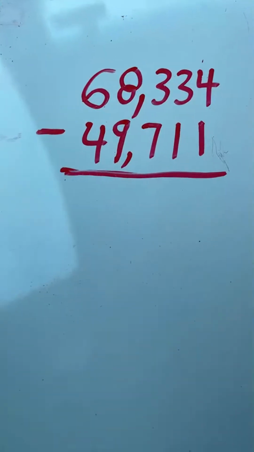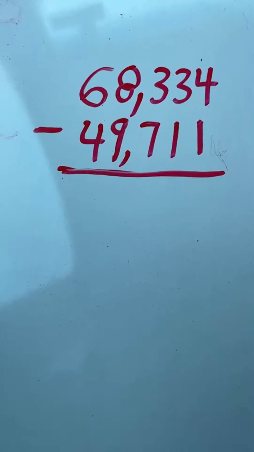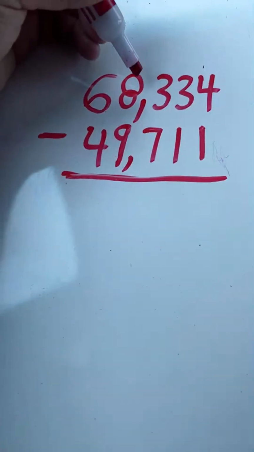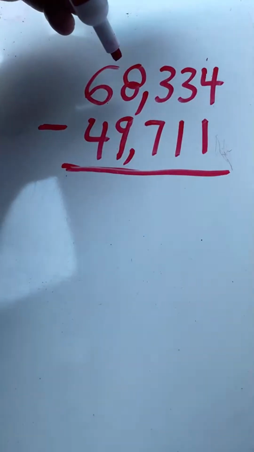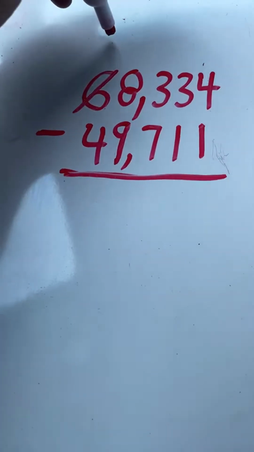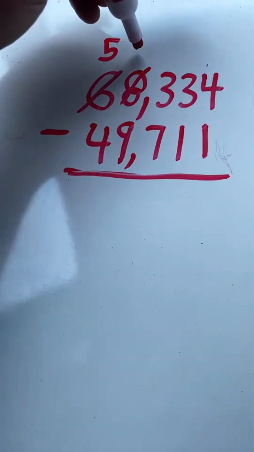We regroup from left to right, and then we subtract from right to left. We regroup whenever there's a bottom digit that's bigger than the top digit. So here in the thousands place, you cannot start out with 8 and take away 9. So we've got to add a 10 to the thousands place. The 6 will become a 5. The 8 will become an 18.